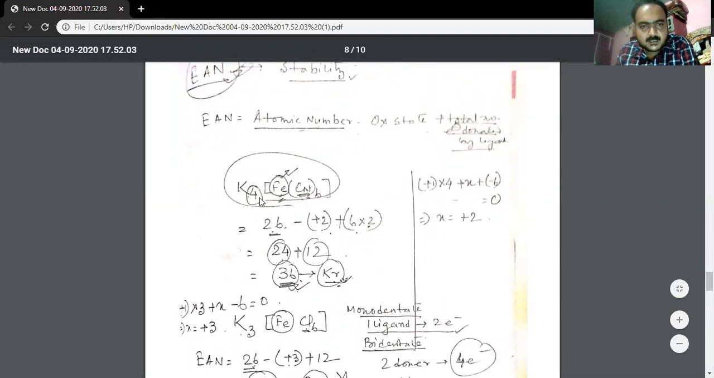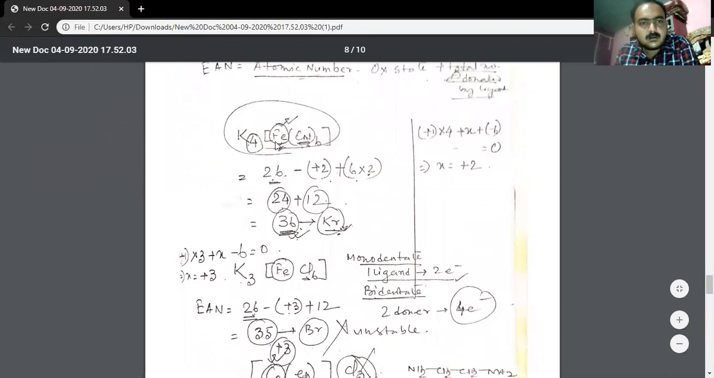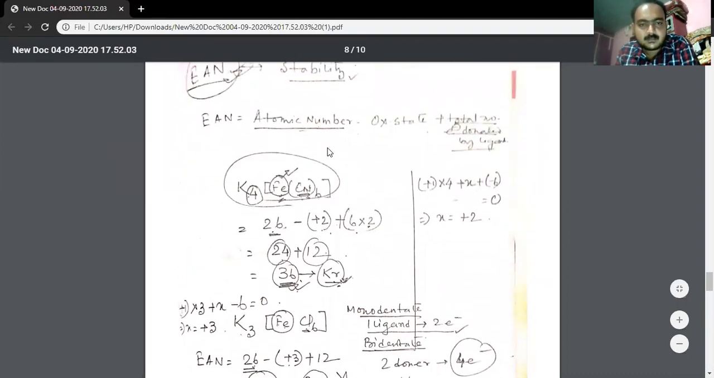Potassium has a +1 oxidation state, 4 potassium, so 4 into 1, plus let us take the oxidation state of iron to be X, plus cyanide has a -1 oxidation state, 6 cyanide ligands are present, so 6 into minus 1. The molecule is electrically neutral, so it equals 0, so X equals +2. The oxidation number of iron has become +2.